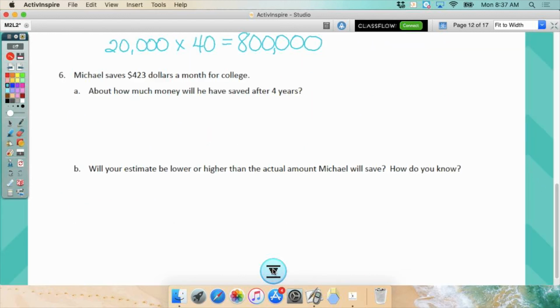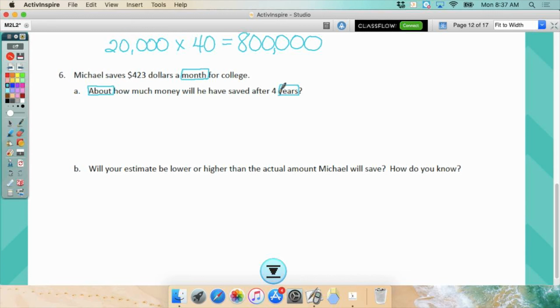Okay. All right, Michael saves $423 a month for college. About how much money will he have saved after 4 years? We've got that word about again, don't we? Yep. Okay, now this says a month and this says years. So we're going to have to do some changing, aren't we? 12 months. Okay, 12 months is 1 year.